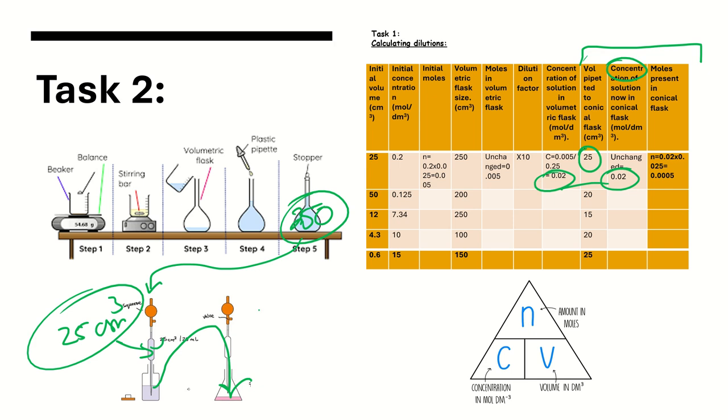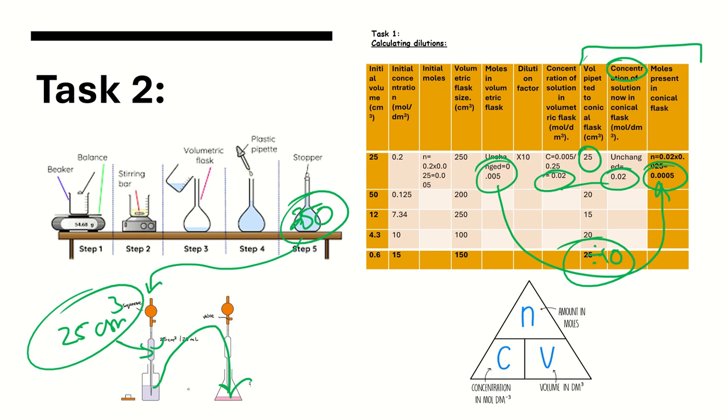The number of moles changes because I'm pipetting out 25 cc's from a 250 cubic centimeter solution. So the number of moles changes from 5 times 10 to the minus 3, or 0.005, to 5 times 10 to the minus 4. It's a tenth of what I had here, because if I'm only taking a tenth of the solution, I can only take a tenth of the moles. Hopefully you get the concept of that.